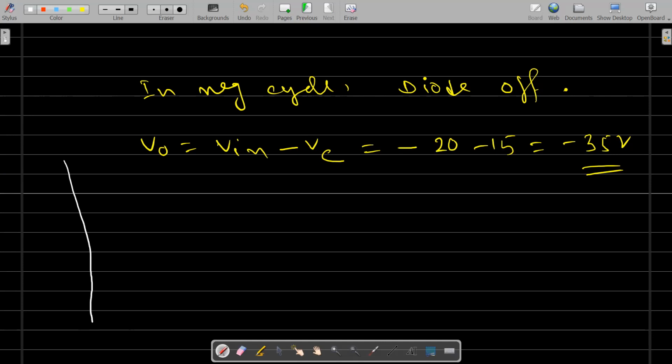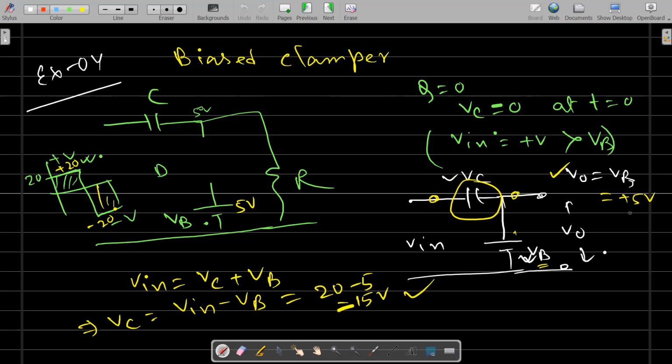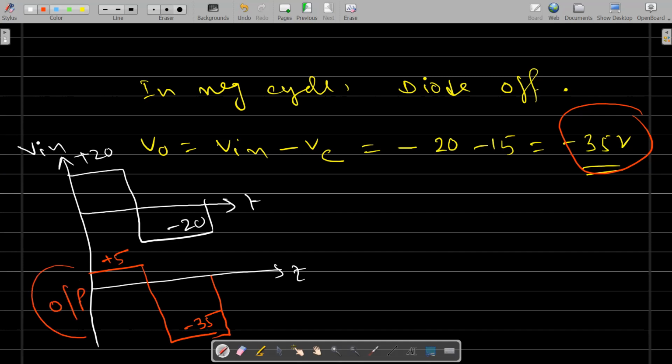So let's plot the graph. The input we are applying is like this, plus 20, minus 20. So this one is V in. The output we are getting: for the positive side, 0 to T by 2, the output we are getting is plus 5. So this one is plus 5. And here we are getting minus 35. So this is the output, and this one is the input. See the difference: the peak to peak voltage remains the same, 40 volt. Here also it is the same, 40 volt. But see the shifting: the signal shifted in the downward direction, but the amount of shifting is decided by what? The voltage VB. So this type of circuit is called a biased clamper.